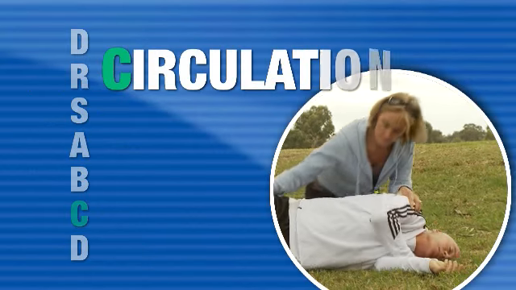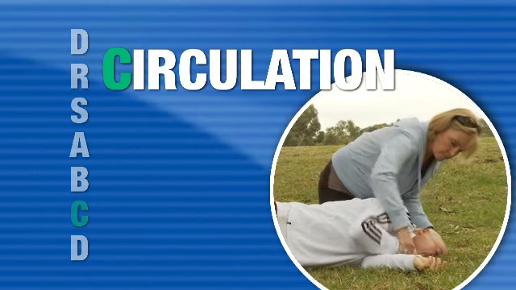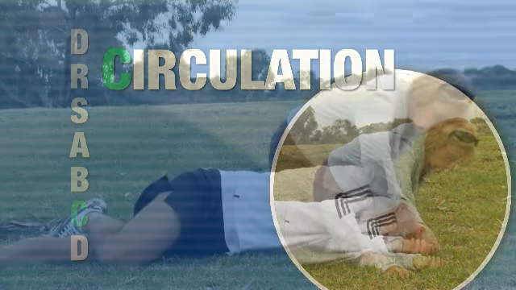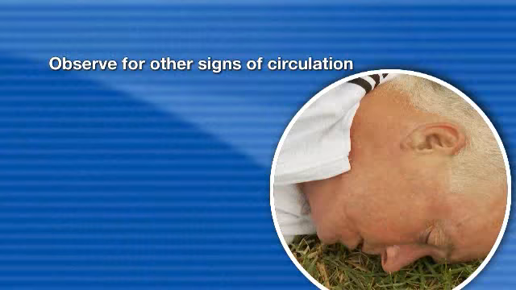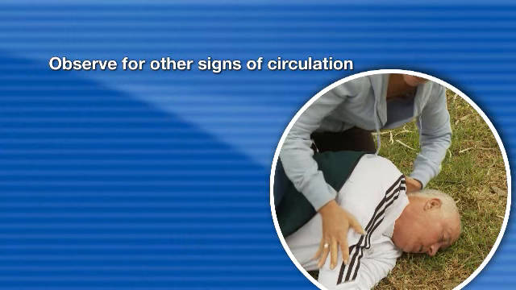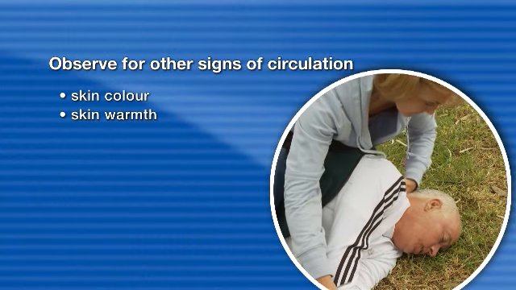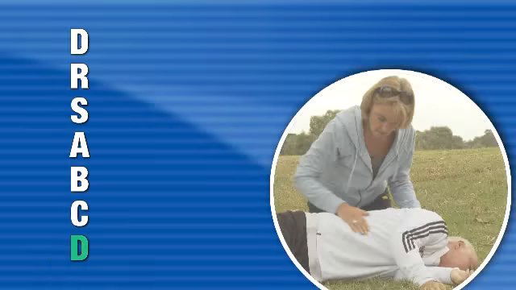C is for circulation. If the casualty is breathing, it is no longer recommended at this time to feel for a pulse. The first aider should quickly observe for other signs of circulation, such as skin colour and skin warmth.